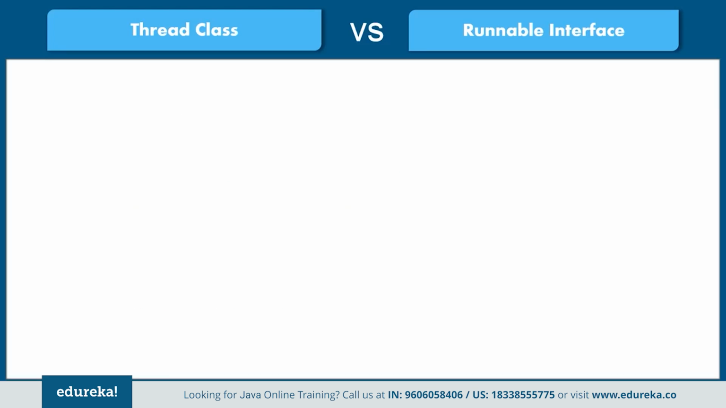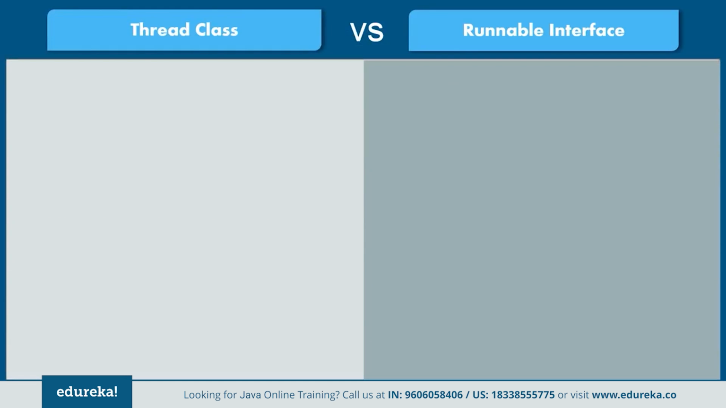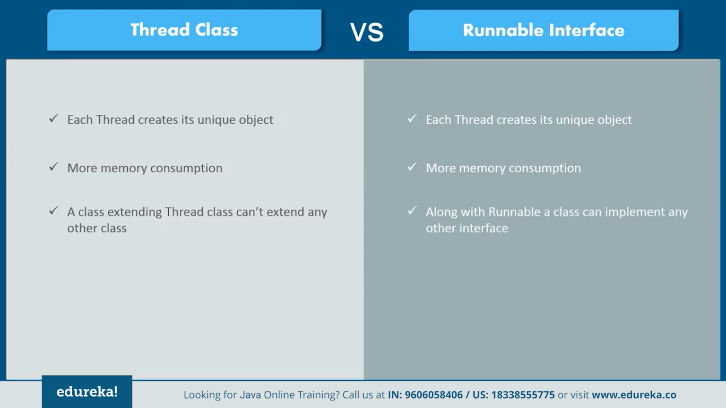The next part is to differentiate between the Thread class and the Runnable interface, right? Guys, there are some common things and some dissimilarities. In both Thread and Runnable, a unique object is created for each case. Memory consumption of course increases because we have a separate thread running in the same process. Then, a class extending Thread cannot extend any other class because of multiple inheritance, but Runnable helps us perform this same use case. If you are already extending a class, you can implement Runnable.